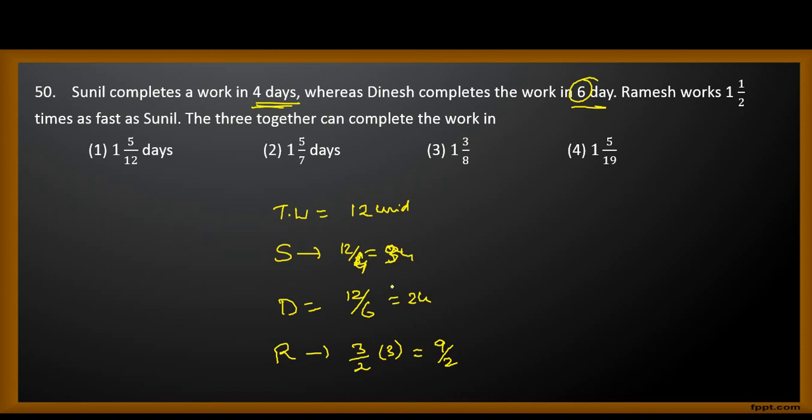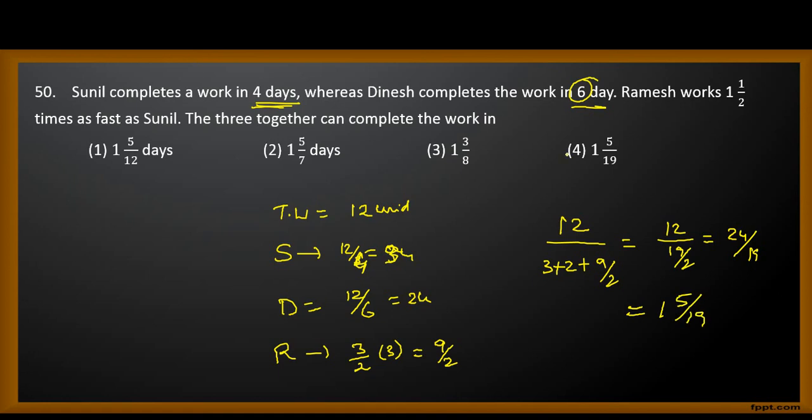Now if all three together do the work, the work will be completed in: what is the total work we assumed? 12 by 3 plus 2 plus 9 by 2. That is 3 plus 2 plus 9 by 2, which is nothing but 19 by 2. So 12 by 19 by 2 equals 24 by 19. On simplification, we get 1 5 by 19. The answer is option 4.